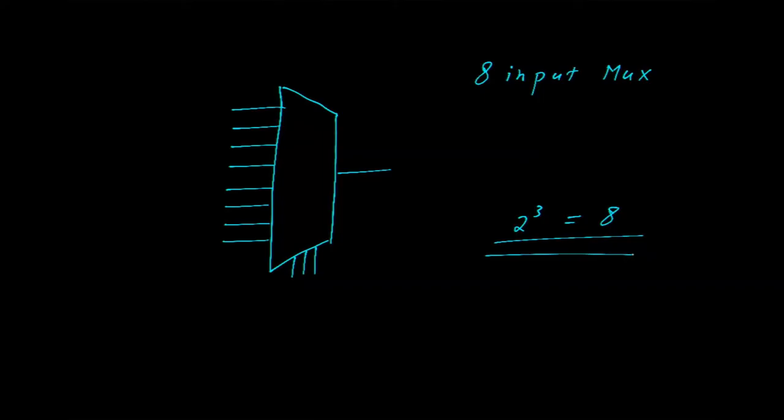We'll start with something like this, and you'll recognize this as an 8-input MUX. Since there are 8 inputs, you will need 3 control lines, because 2 raised to the third power gives us 8 unique things that we can control.